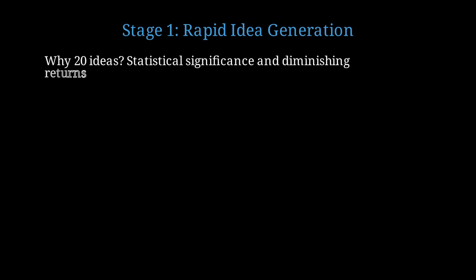Let's dive deep into Stage 1. The goal here is volume and diversity. We want 20 ideas generated in under 2 minutes. Why 20 specifically? 20 is a magic number from a statistical perspective. Research by Girotra and colleagues found that around 15 to 25 ideas provide sufficient sample size for meaningful analysis while avoiding the diminishing returns that occur beyond 30 ideas.